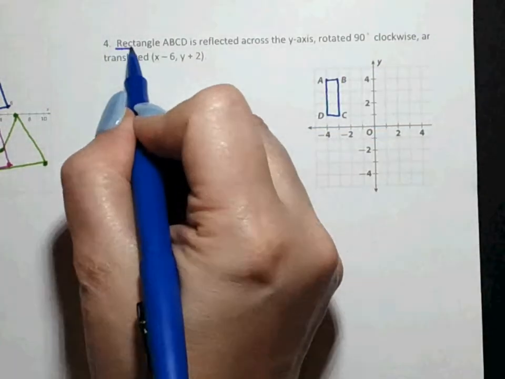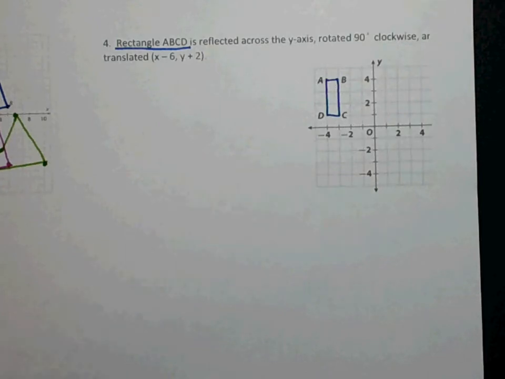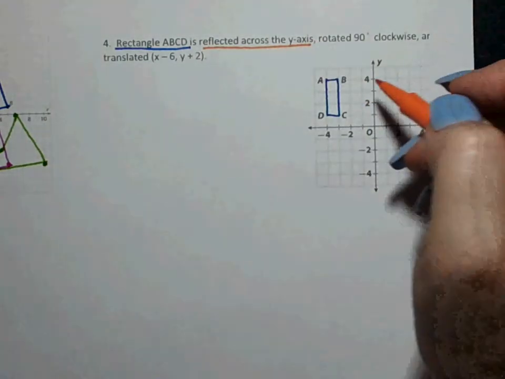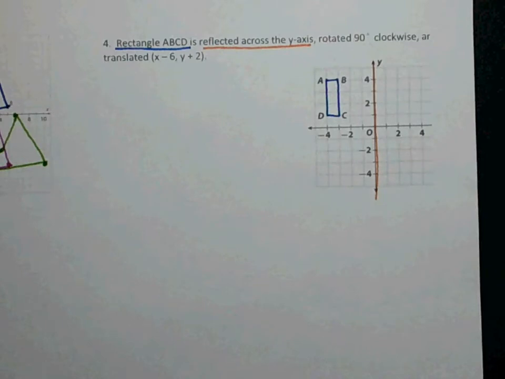So that is this rectangle ABCD. The first thing that we are going to do is reflect it across the y-axis. So we're going to do that transformation right there. So we're reflecting across this line right here.